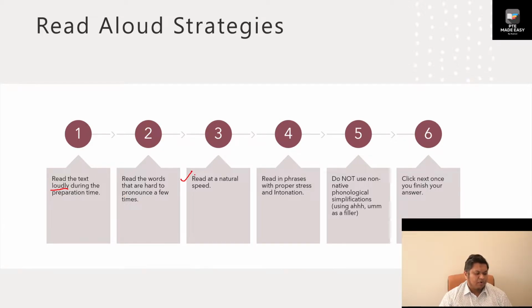Always speak or read at a natural rate. Don't need to rush. Don't need to hold back either. Read in phrases with proper stress and intonation. This is very important, that you read in phrases.